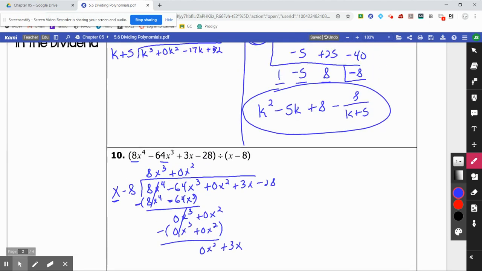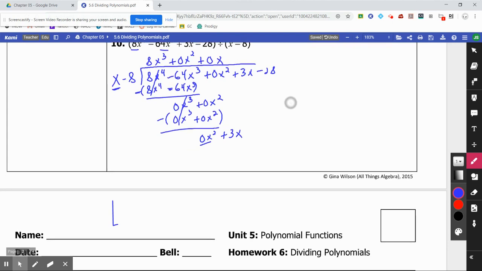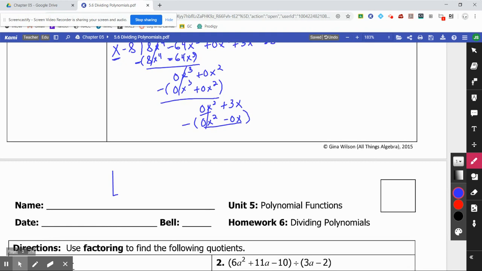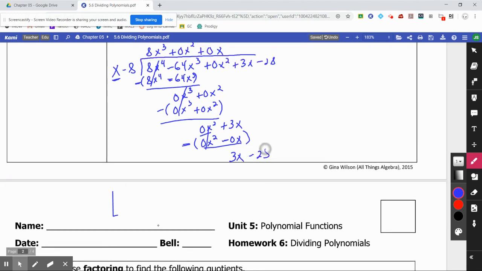x goes into 0x squared 0x times. You must put it. 0x times x is 0x squared. 0x times negative 8 is negative 0x. Subtract. These cancel. Now we're back on track. 3 minus negative 0 would be 3 plus 0, and that would be 3x. Bring down the negative 28.